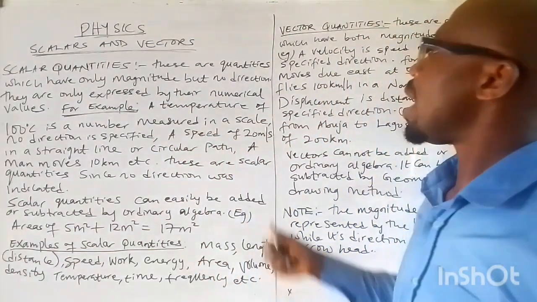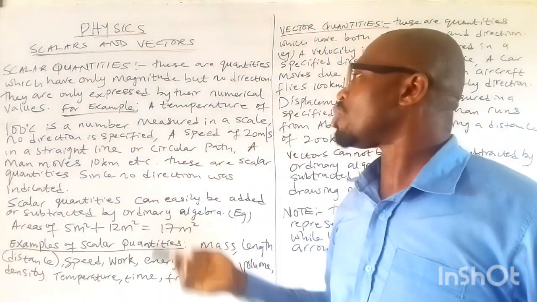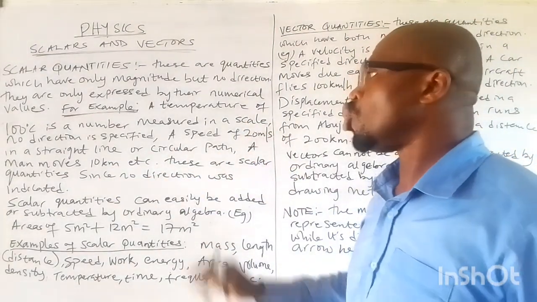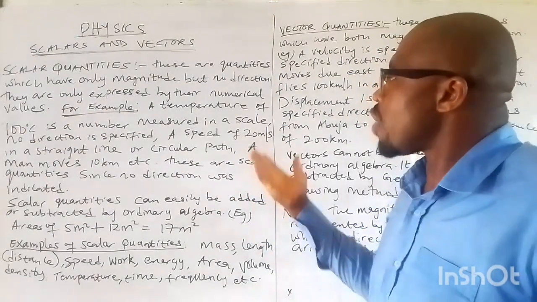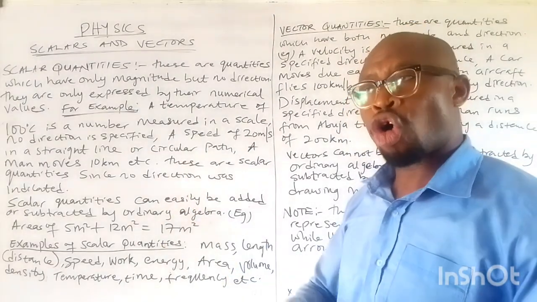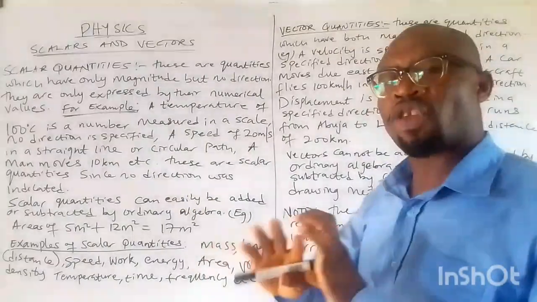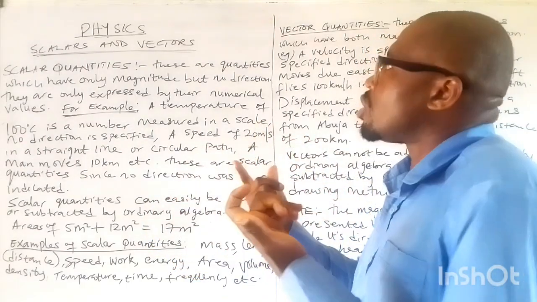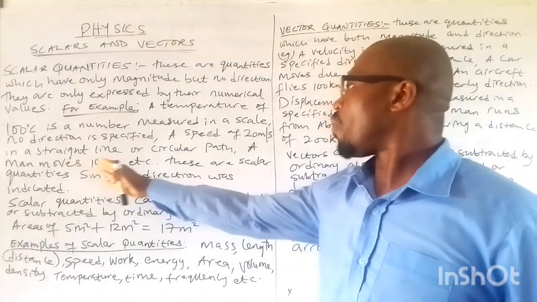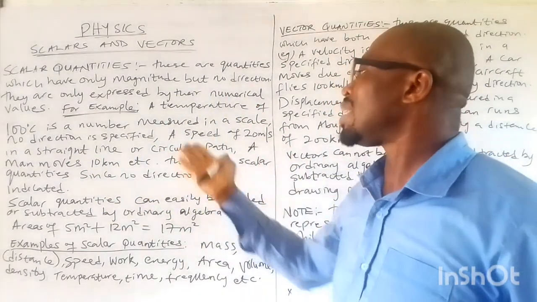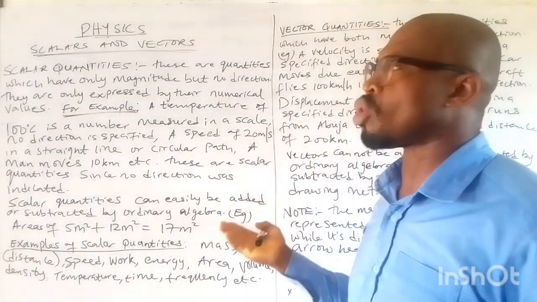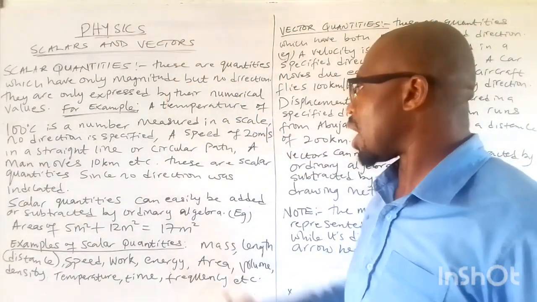For example, a temperature of 100 degrees Celsius is just a number. It's measured in a scale. No direction is specified. Or if we see a speed of 20 meters per second in a straight line or along a circular path, we have not given it any direction. So we are just talking about scalar. So if a man moves 10 kilometers, we've not given any direction. So that is why we say it is a scalar quantity.